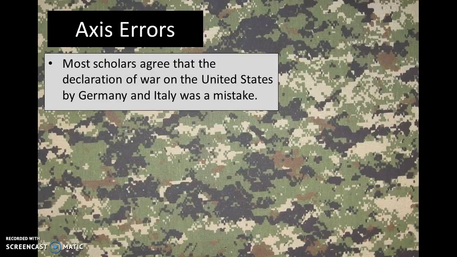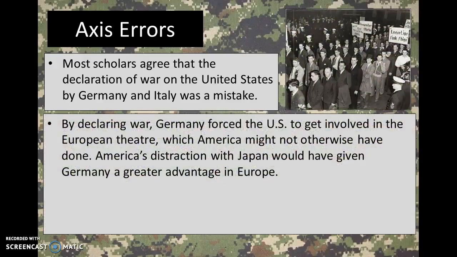Now, most scholars agree that declaring war on the United States by Germany and Italy was, in hindsight, a major, major mistake. And the reason for that is that by declaring war, what Germany did is it forced the United States to get involved in Europe, which America might not otherwise have done. Remember, America wanted to stay out of European problems. The only reason that they were getting involved in the war at this point was because they had been attacked. Japan had bombed Pearl Harbor.